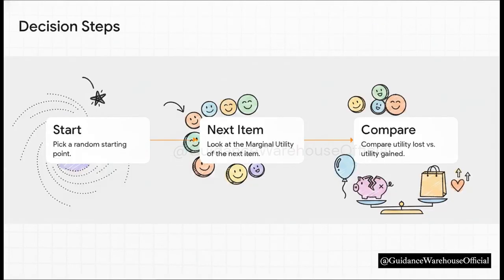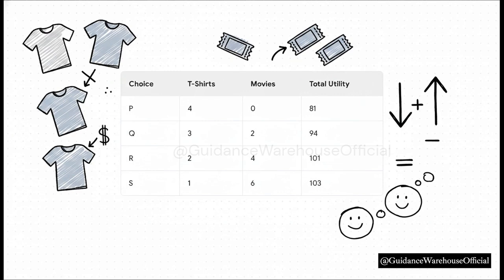Most of us subconsciously solve this in a pretty logical step-by-step way. Step 1, we just pick a random starting point on our budget. Step 2, we look at the marginal utility, that extra joy of the very next item we could buy. And step 3, we compare the utility we'd lose by giving something up against the utility we'd gain by trading for something else. Let's look at how Jose does this. Let's see this trade-off math unfold. Let's say Jose starts out at choice P, spending all his money on 4 t-shirts and 0 movies. That gives him 81 total utils.